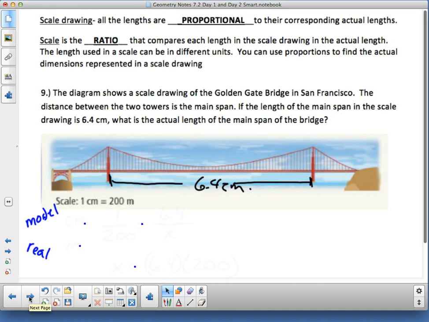1 to 200. Now notice when I did this model to real, I will drop the model and real monikers, but I will keep my units that I'm using. Because there's a lot of times after you solve something, you go, what were their units? I've got to check that. And if I put it in as I set it up, I can just glance at where I have the variable. Being able to see where I have the variable will also help me with my setup as well.